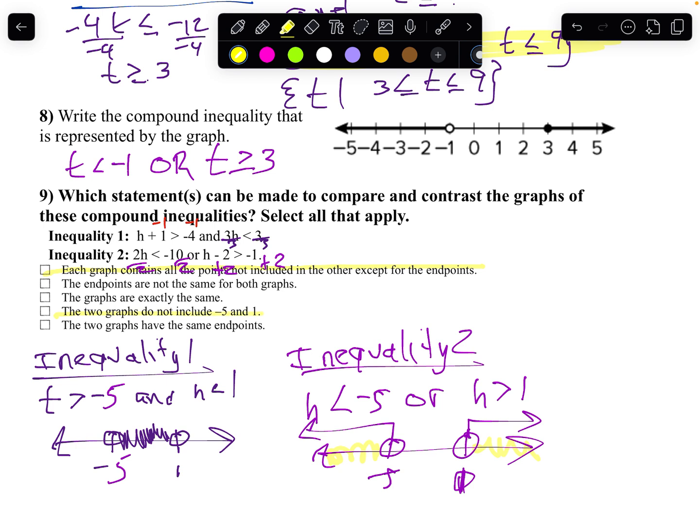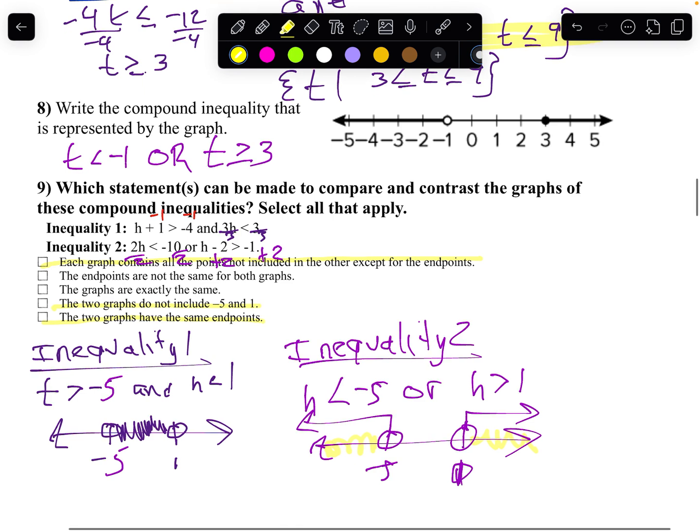And then the two graphs have the same endpoints. They both have negative 5 and 1. So you should have selected the first one and the last two on that problem.